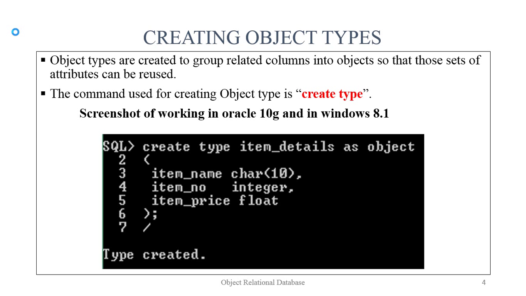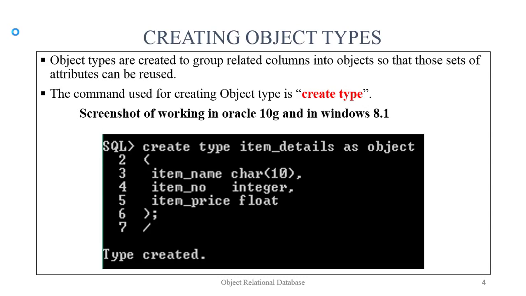Next concept is creating object types. Object types play an important role in ORDB. The main feature of ORDB is because of object types. Object types are created in order to group related attributes of a relation into one type. By grouping related attributes as one object type, that particular type possesses usual features of object-orientedness such as polymorphism and abstraction. The command used for creating an object type is the create type command, and it should be used as shown in the example.